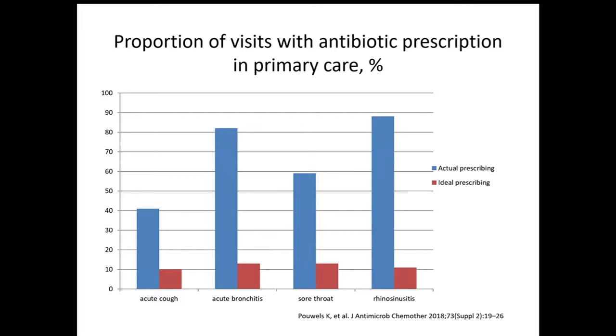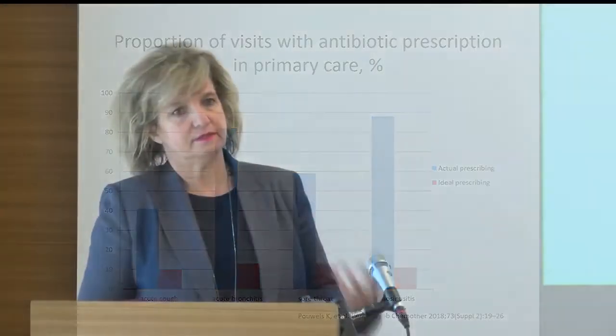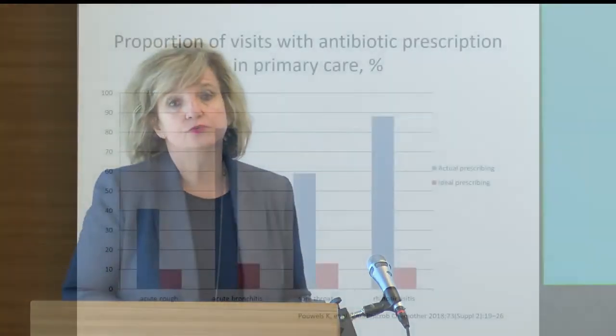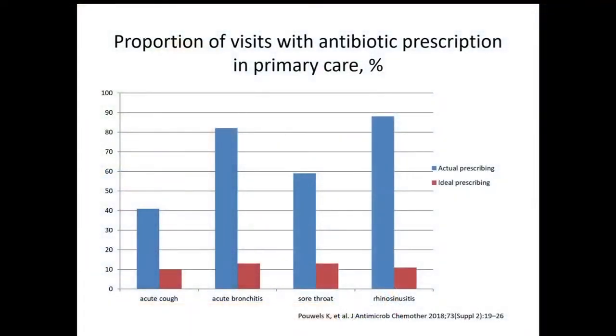And in the UK, they did a large study. They looked at the common respiratory syndromes, common infections, and they formed a group of experts that decided for each situation if the patient needs antibiotic or not. And this here is the proportion of patients that are in need of an antibiotic in the opinion of the group of experts. And this was the actual prescribing in the same patients. You see, huge difference. So a lot of room for improvement.